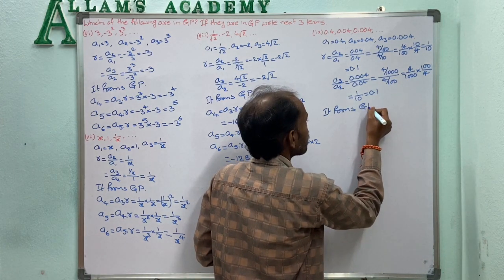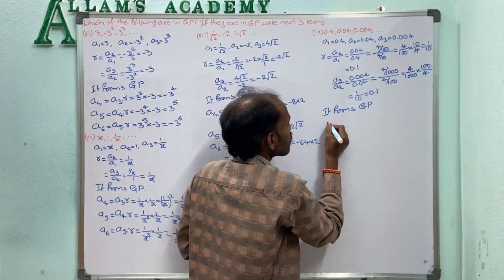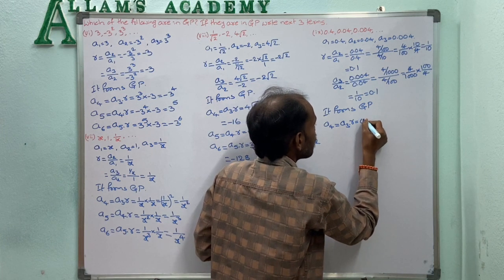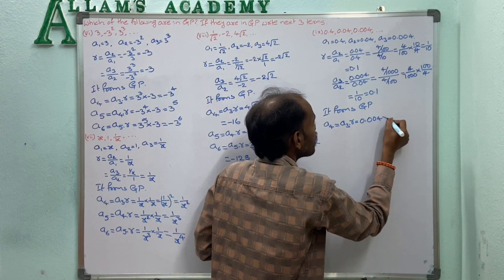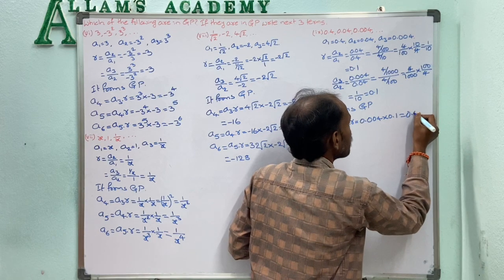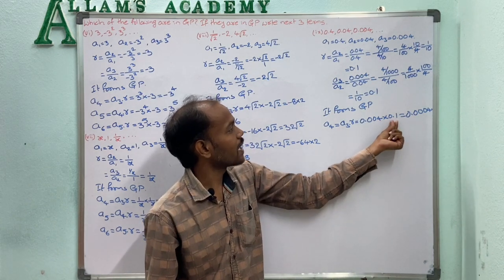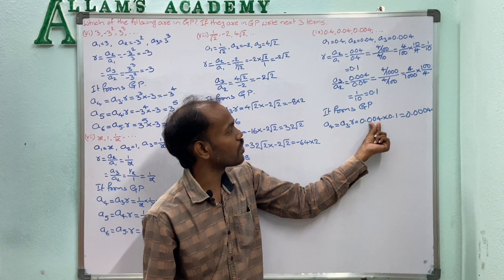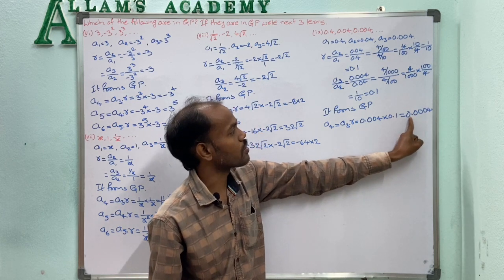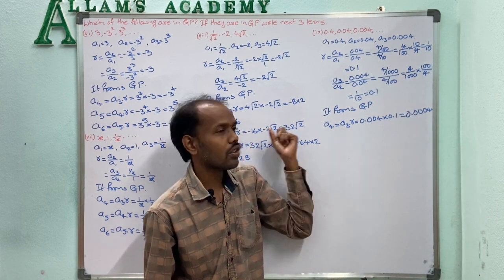So since the geometric progression holds, we have to find the next 3 terms. Up to the third term is given. Now the fourth term a4 is simply the third term into the common ratio. The third term is 0.004 into 0.1. 0.004 into 0.1 is 0.0004. Here 1 times 4 is 4, and there is 1 digit after the point and 3 digits after the point, so we have to keep 4 digits after the point, so 3 zeros after the point. So the answer is 0.0004, the fourth term of the GP.